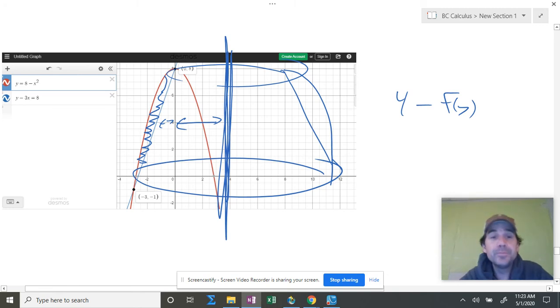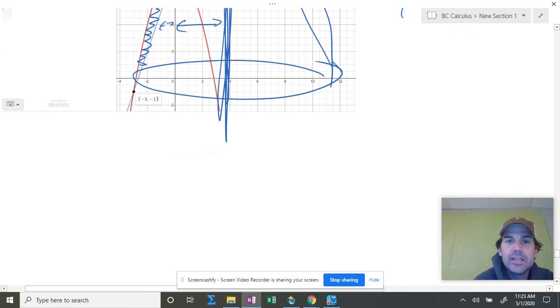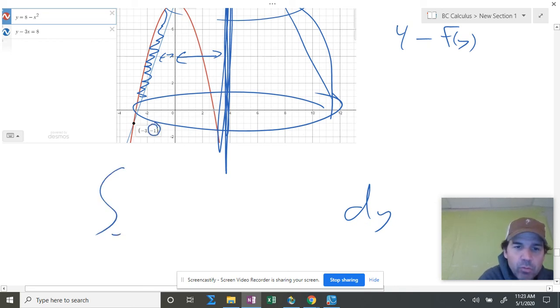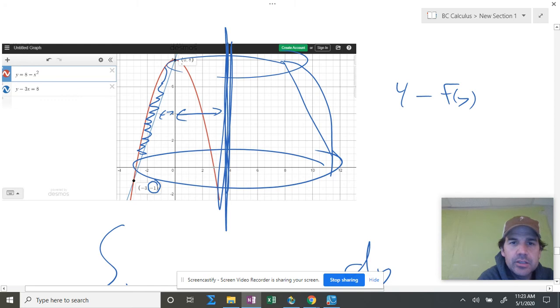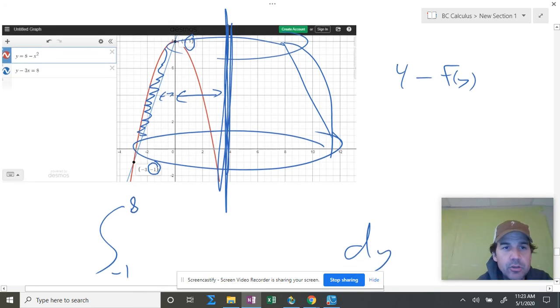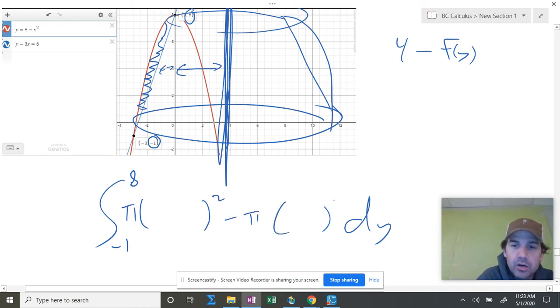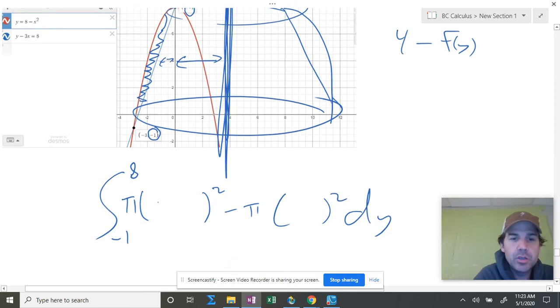So you're sweeping along the y. If you're sweeping along the y, it's dy. Your smallest y value is negative 1. Your maximum y value in this case is 8. Again, decimals is great. Found those for me. I didn't have to do any work. And then your values: it's pi big R squared minus pi little r squared. Your big R is going to be 4 minus this function here.